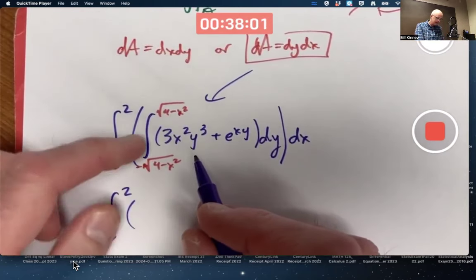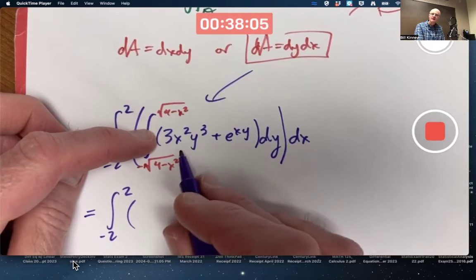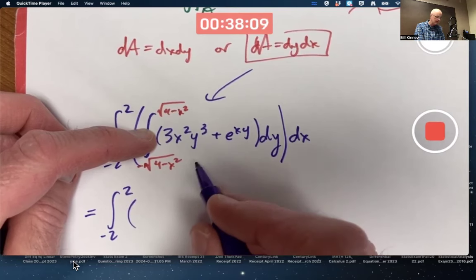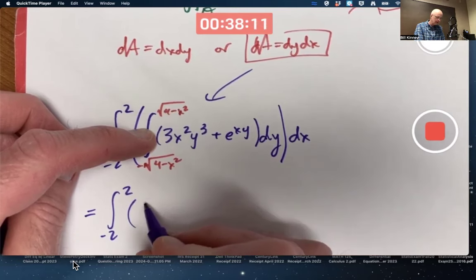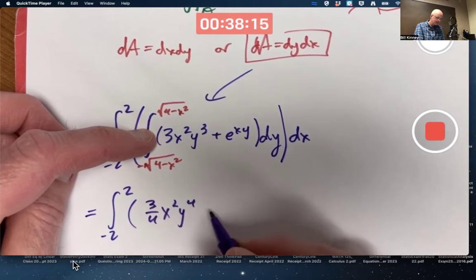The first term you see is 3x squared y cubed. Treat the 3x squared as a constant. I've got to raise y's power by 1 to 4 and divide by the same number, 4, giving me 3/4 x squared y to the 4th.